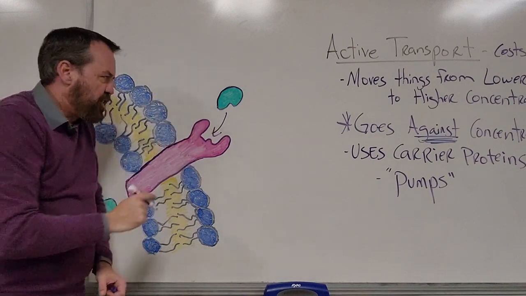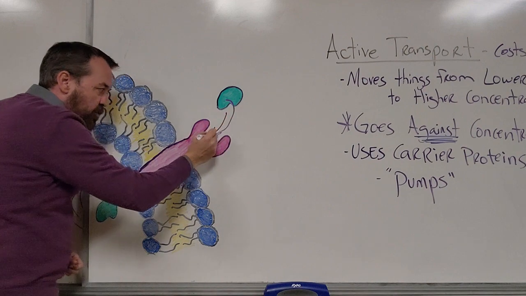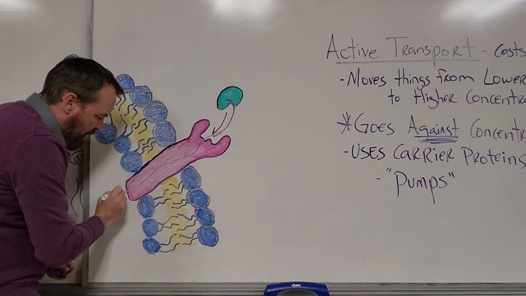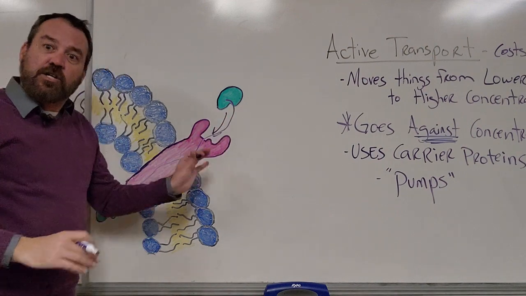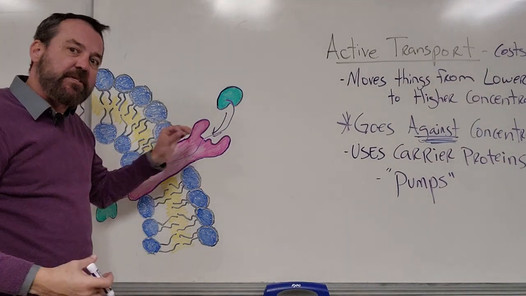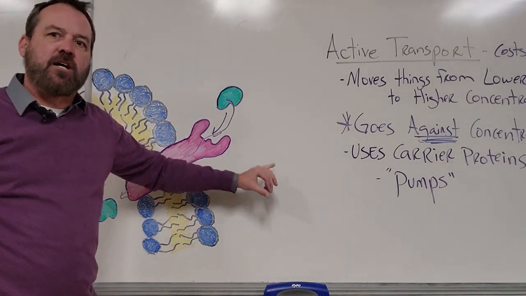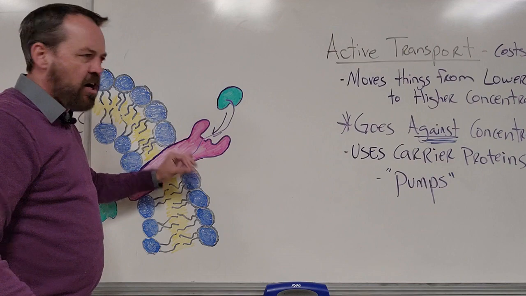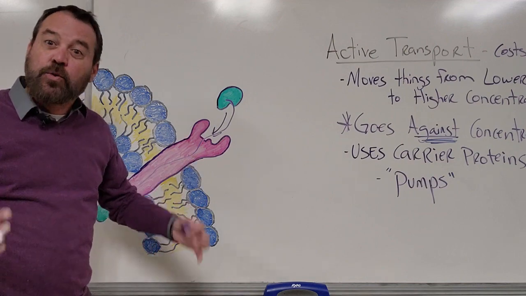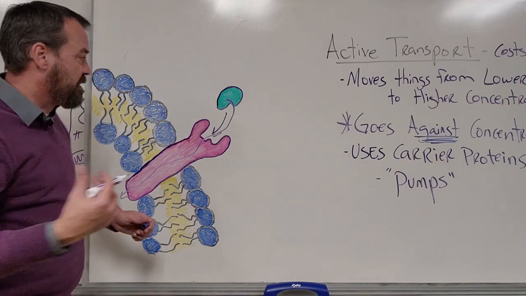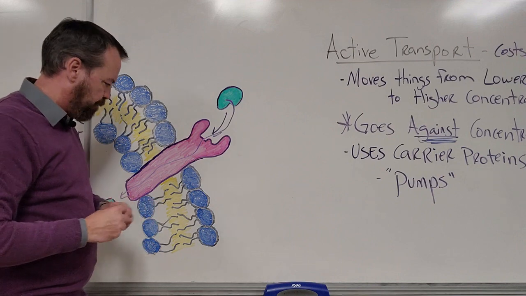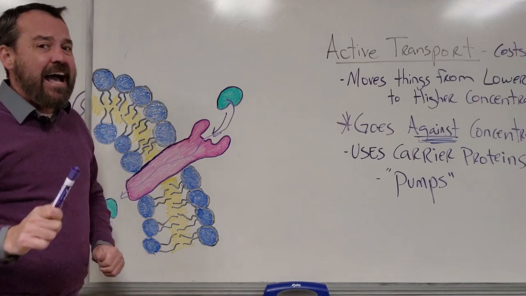As it changes shape, it moves our solute through the body of the protein and pops it out the other side. So our protein physically has to change shape to carry this through, and that's what costs us ATP. It costs us ATP for the protein to change shape. That's something that's kind of going against the grain here. But that is active transport.